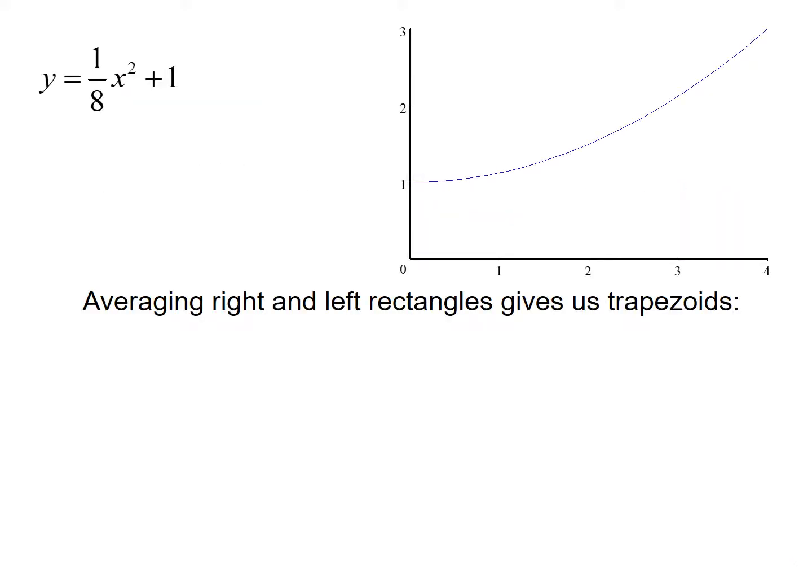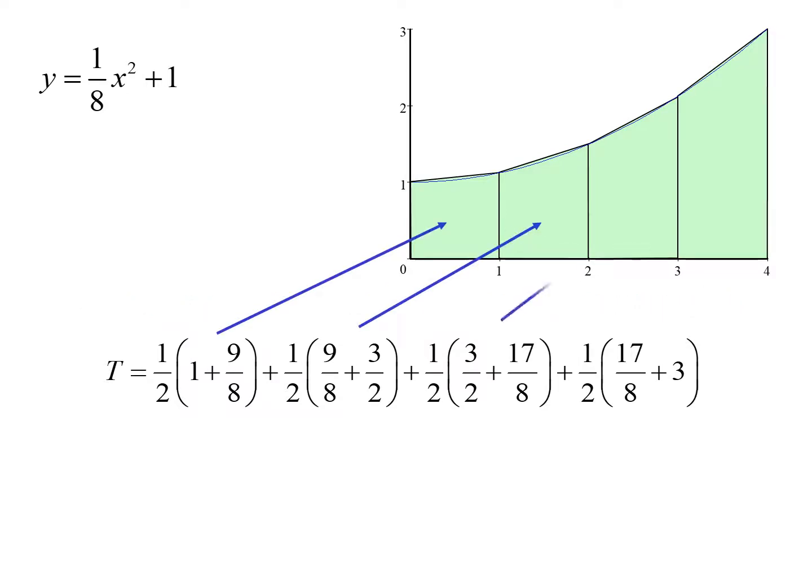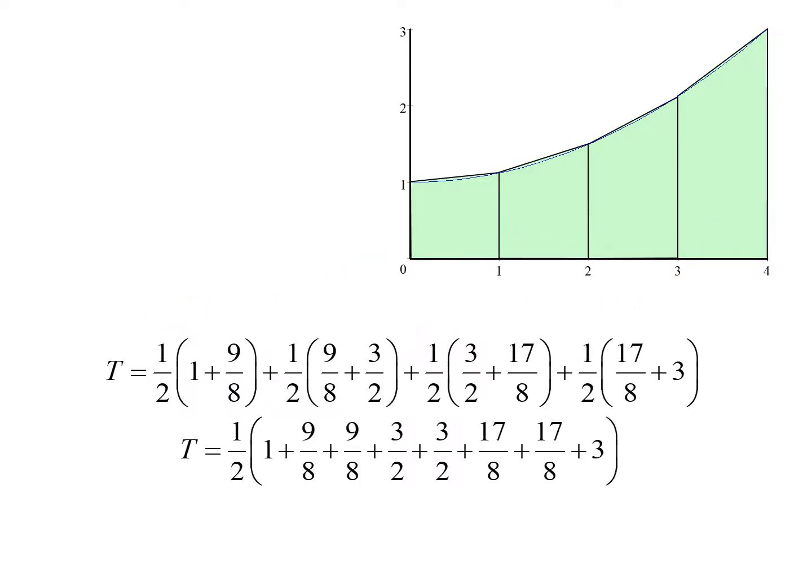And it turns out that that method of averaging the two rectangles would give us trapezoids. So instead of finding two sets of approximations, we can just use trapezoid sums. Right, so our trapezoids each have a width of 1 unit. We take 1/2 times the sum of the two parallel sides. And that gives us our approximation of 6.75.